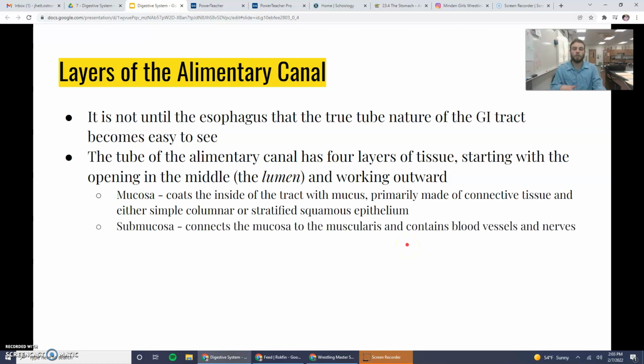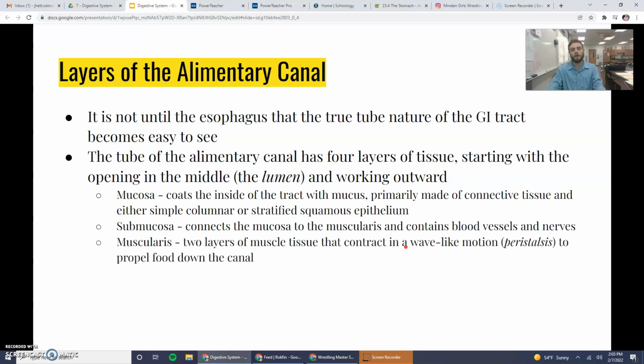Working superficially, the submucosa is going to attach the mucosa to the muscularis layer and is going to be highly vascular and also contain nerves. Your muscularis layer has 2 layers of muscle tissue that will contract in different directions and result in a wave-like motion known as peristalsis that will push food throughout the canal. And we'll talk about peristalsis a little bit later. And then you have the serosa layer, which is going to be connecting that alimentary canal to the surrounding tissues.